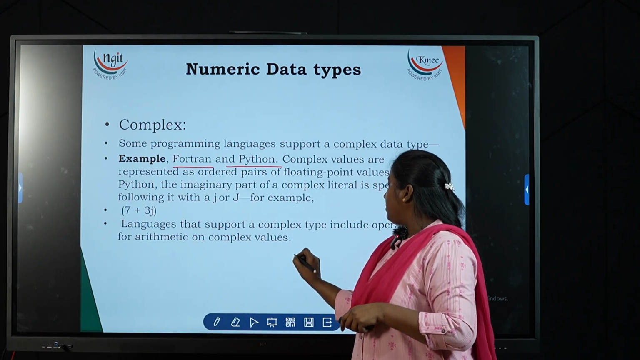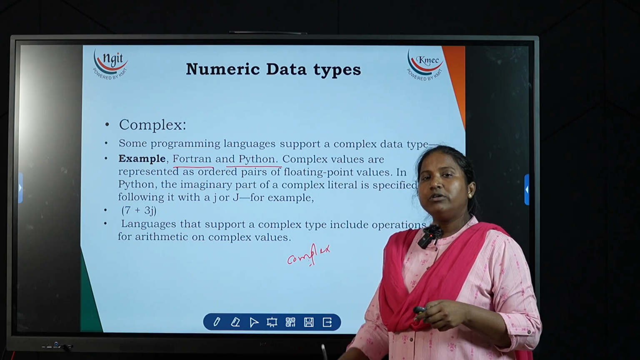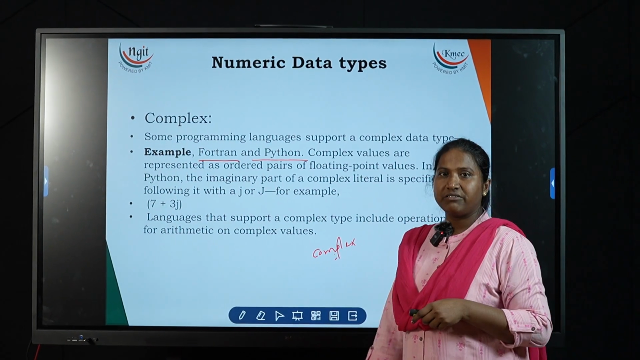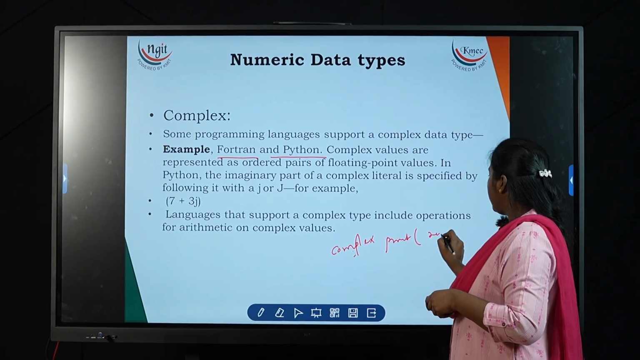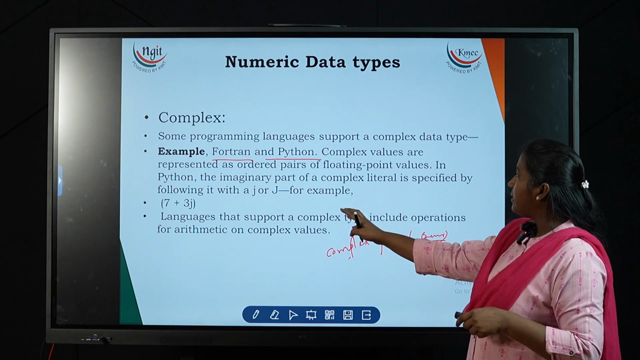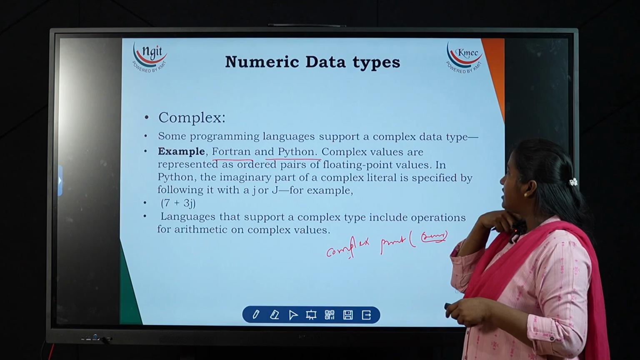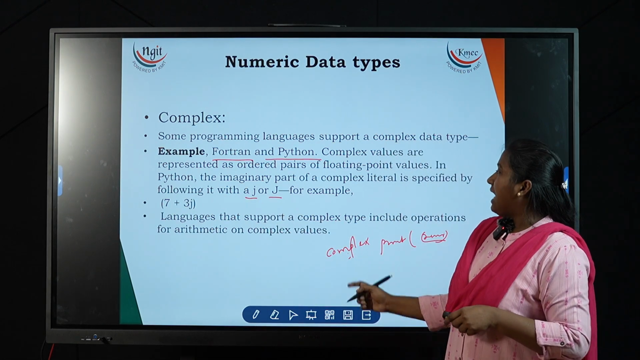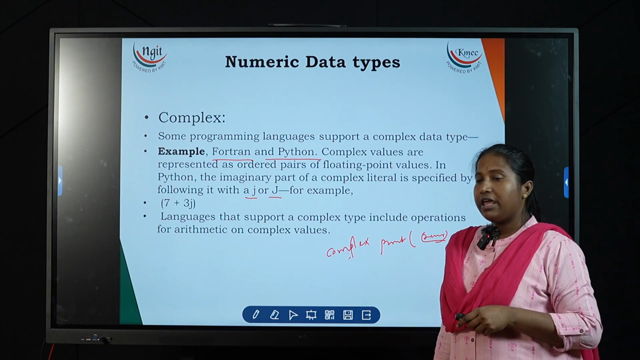That means in Python you can write the complex data type directly. You don't need any substitution to define these complex data types. You can directly initialize a value of it. If I write something like print 7 plus 3j, then I get the result in the form of a complex number, with a real part and an imaginary part. In Python, the imaginary part of a complex literal is specified by following it with j or capital J. And languages that support a complex type include operations for arithmetic on complex values.